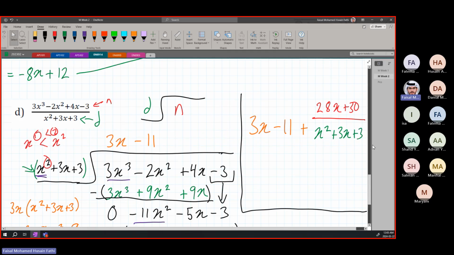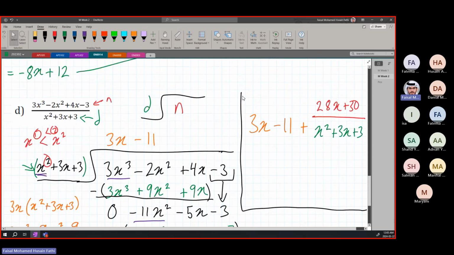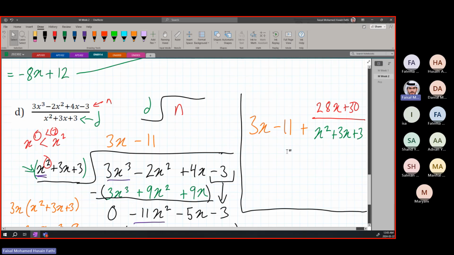This is the simplest form you can get using long division. Of course, if we do partial fractions we can go into it further, but this is how you would write it if you have a remainder in long division. Is this clear? Is everything from long division clear? If it is, we can jump into partial fractions.